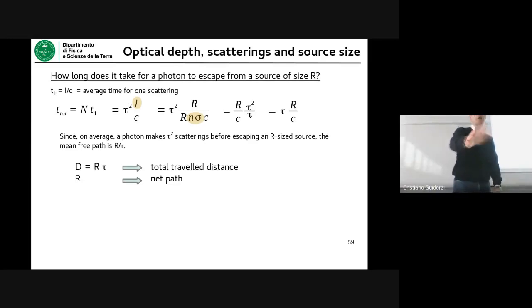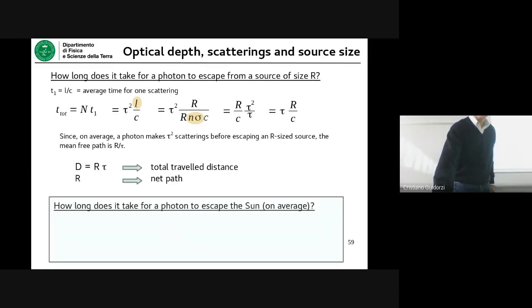This of course holds as long as we consider an optically thick source, okay? In the case of optically thin, the two distances as well as the two times, so the light travel time and the total time, would coincide and be equal. So these relations hold as long as tau is much larger than 1, so as long as we are in the optically thick regime.